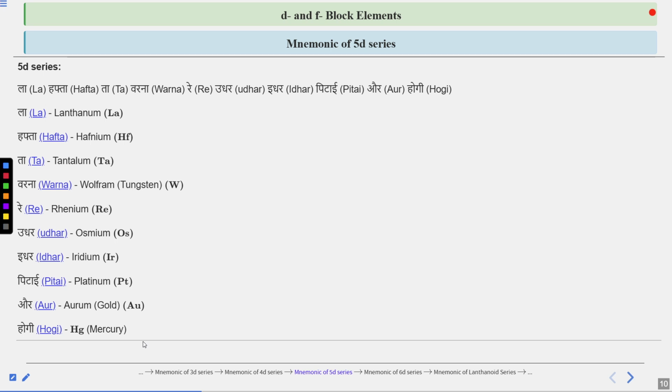Okay, so this is how you can learn the 5D series element by element successively, and this is an easy way of remembering it. And it is going to help you in many ways in getting the correct order of anything, like atomic radii, ionic radii, ionization enthalpy, or electronic configuration. If you want to check how many electrons will be there in the outermost orbital, that is also going to help you through this mnemonic of 5D series, right? So you can learn it.